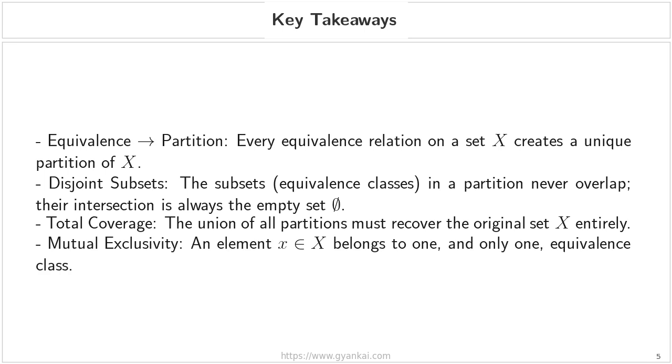Finally, we have mutual exclusivity. This simply means that any given element x belonging to set X must belong to one and only one equivalence class. There is no ambiguity. Every element has exactly one home. Keep these 4 points in mind, as they are the gold standard for a valid partition. In the next slide, we will discuss some common mistakes to avoid so you don't fall into these traps during your exams.